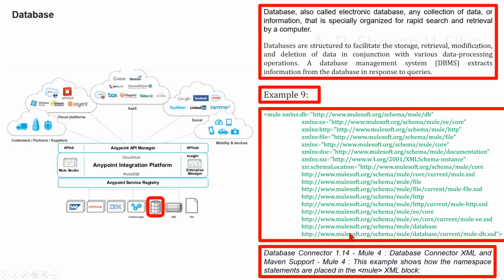Now we are considering adding a namespace for the connector in database connector XML and Maven support for Mule 4 and database connector 1.14.